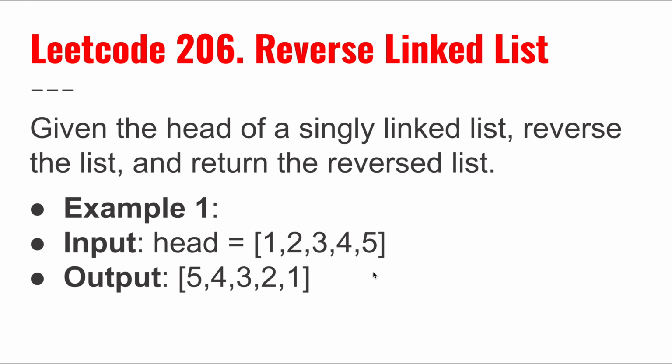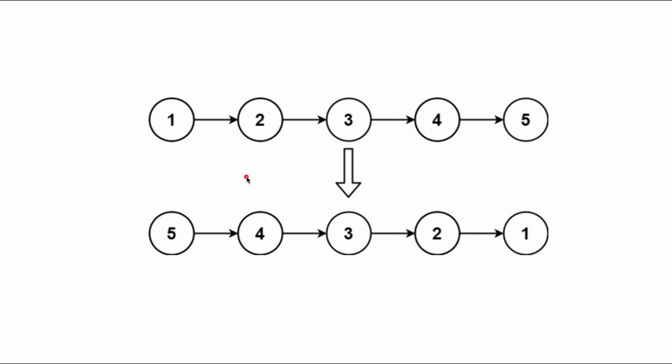So as you can see, the first example that we have given, the head we have given is 1 2 3 4 5. So this is the linked list we have given, and we have to return it in the reverse order. I hope you understand the linked list, right?